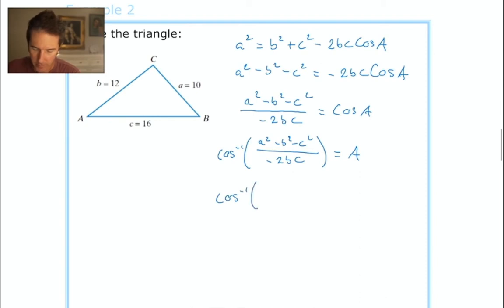Inverse cosine of A squared is 100, or you can write 10 squared if you want, minus B squared is 12 squared, which is 144, minus C squared, which is 16 squared, which is 2 to the 4th to the 2nd, which is 2 to the 8th, 1024, 512, 256. And we're dividing that by negative 2 times 12 times 16. I'm going to do that on the calculator so I don't screw it up.